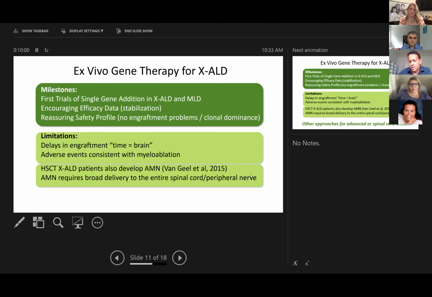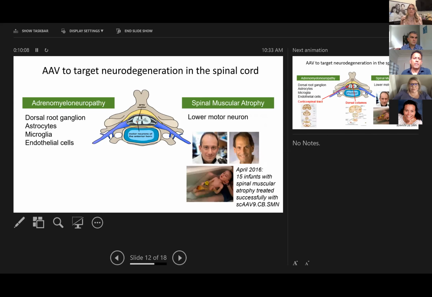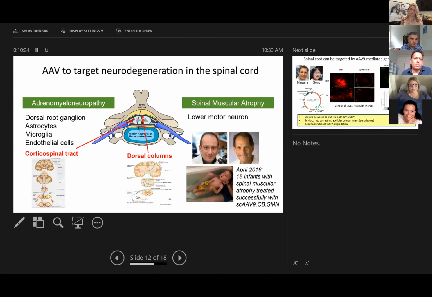As Dr. Fatemi mentioned, AMN is the axonopathy of the spinal cord that we see, and that might need a separate treatment modality. And here there's been very exciting developments in the field of gene therapy. Notably, Brian Casper and Jerry Mendel have treated patients with spinal muscular atrophy with AAV9 mediated gene therapy. Why is this of interest to us? Because in SMA, the target is the lower motor neuron that sits right here in the spinal cord, and right adjacent to that are the corticospinal tract and dorsal columns that are affected in AMN. So just the proximity alone gave us hope that this might also work for AMN.